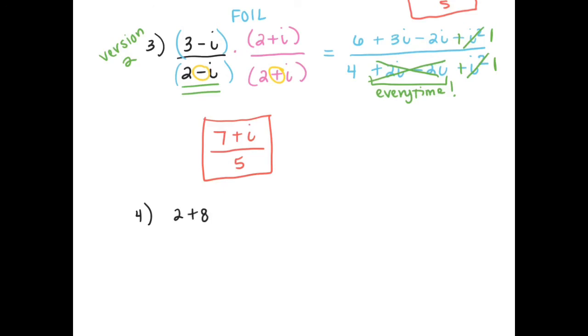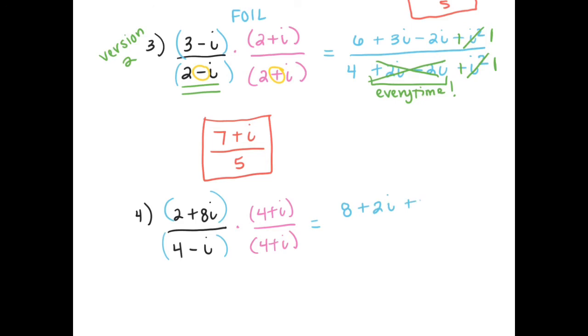So now let's take a look at 2 plus 8i over 4 minus i. Again, we are going to consider the denominator. The denominator is 4 minus i. So I'm going to have to multiply the top and bottom by 4 plus i. So the denominators need to look almost exactly the same. One has to be plus, one has to be minus. Now, let's FOIL. I like to put some parentheses to remind me. When I FOIL the top, I've got 8 plus 2i plus 32i plus 8i squared. Remember, resist the urge. FOIL the bottom: 16 plus 4i minus 4i minus i squared.